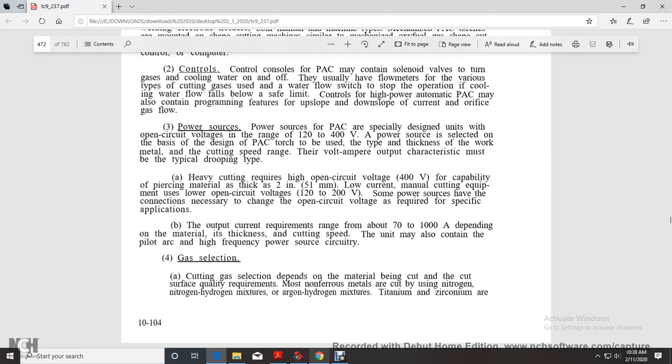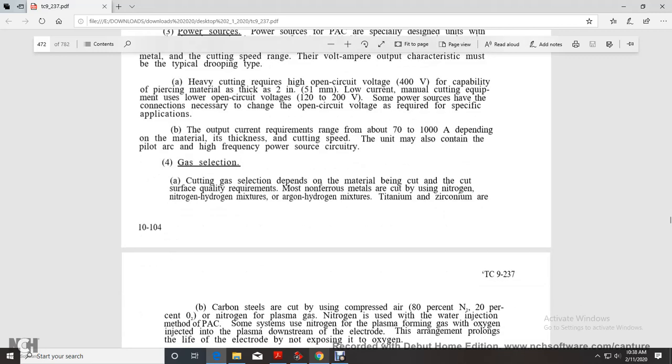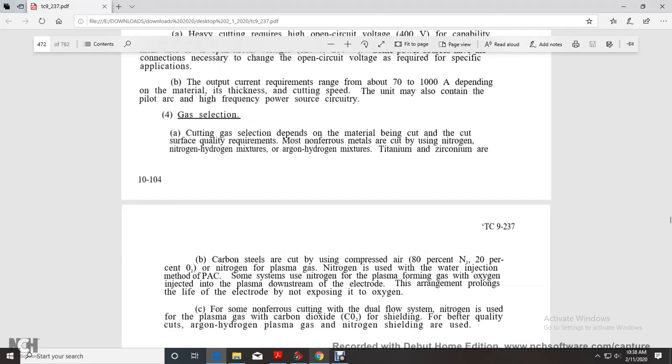The output current requirements range from 70 to 1000 amps, depending on the material thickness and cutting speed, but the unit may also contain a pilot arc high frequency power source circuit. Alright, gas selection. Cutting gas selection depends on the material being cut and the surface quality requirements. Non-ferrous metals are to be cut using nitrogen, hydrogen mixtures, argon, hydrogen mixtures, titanium, zirconium. Carbon steels are cut using compressed air, 80% nitrogen, 20% oxygen.